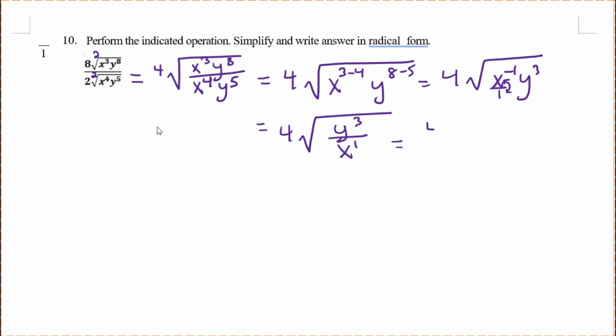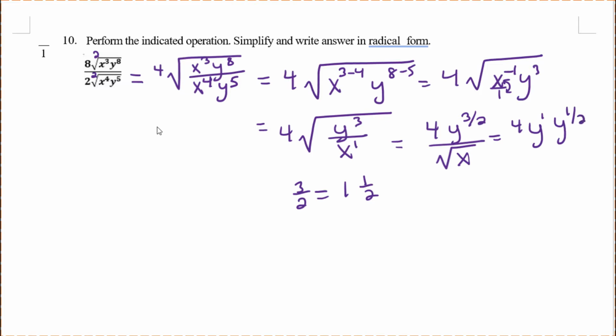All right, let's rewrite the y as y to the power over index and invisible 2 there. And I'm going to leave the x alone just because there's nothing else I can do with it. However, for this guy, 3 halves is the same thing as 1 and 1/2. So this becomes 4 y to the first, y to the 1/2.